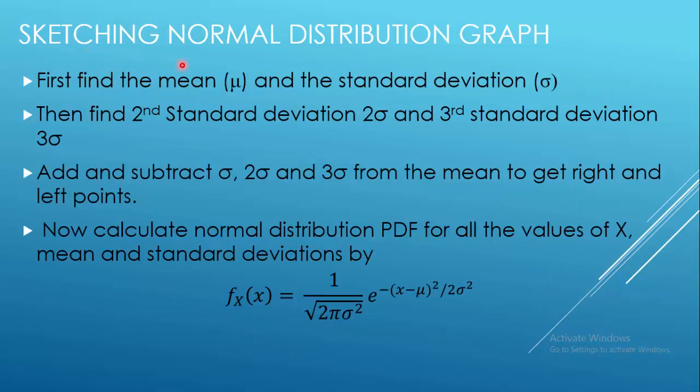So how do we sketch a normal distribution graph? First find the mean mu and the standard deviation sigma. Then find second standard deviation and third standard deviation. Add and subtract sigma, 2 sigma and 3 sigma from the mean to get right and left points. And now calculate the normal distribution PDF for all the values of x, mean and standard deviation by using the PDF formula which we have seen before.